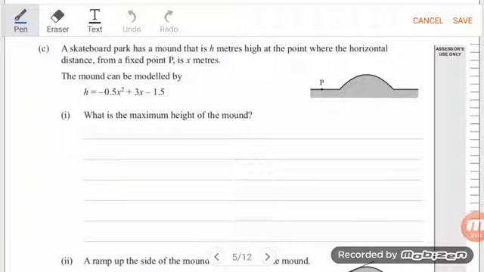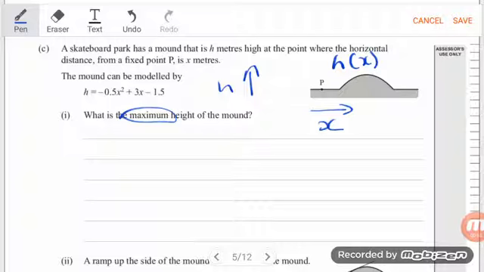Okay, a skateboard park has a mound that is 8 meters high. They want H at the point where the horizontal distance from a fixed point P is X meters. So we're talking in terms of X, so we want H of X, and here's our point P. The mound can be modelled by H. They've already got an equation. What is the maximum height of the mound? Okay, maximum.